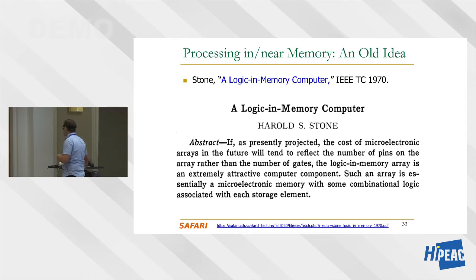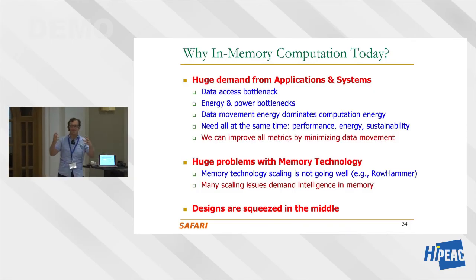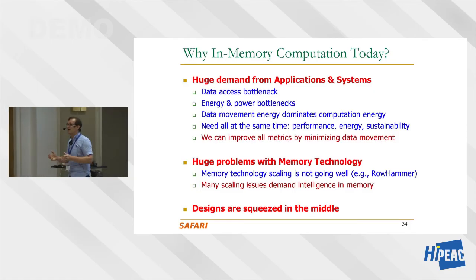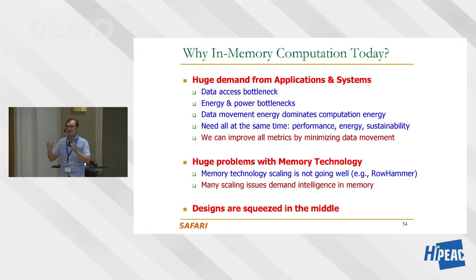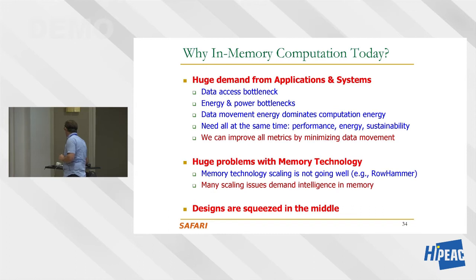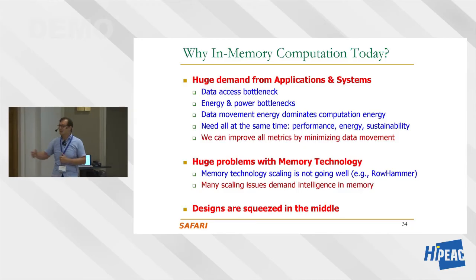Of course, with any old idea, people have worked on it for 60 years or so. You may ask, why is it interesting today again? Are we rehashing the beans? And I would argue that we're in a very different situation today compared to the 1960s, 70s, 80s, 90s, 2000s, 2010s. The 2020s are very different. Basically, we have nowhere to escape. We have a huge demand from applications and systems, as we've discussed. I'm not going to repeat all of these, I already said that. And we want to improve all metrics. If you want to improve all metrics, I think you have to look at data movement.